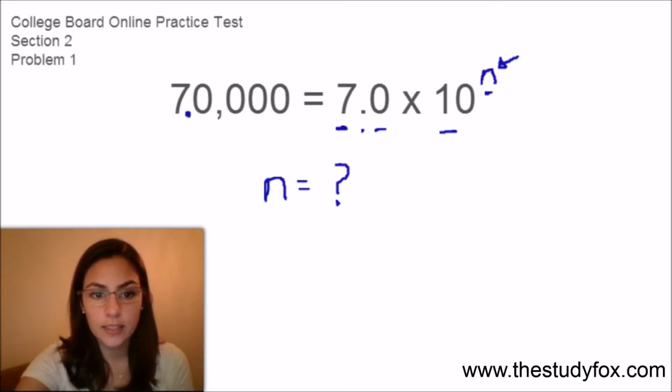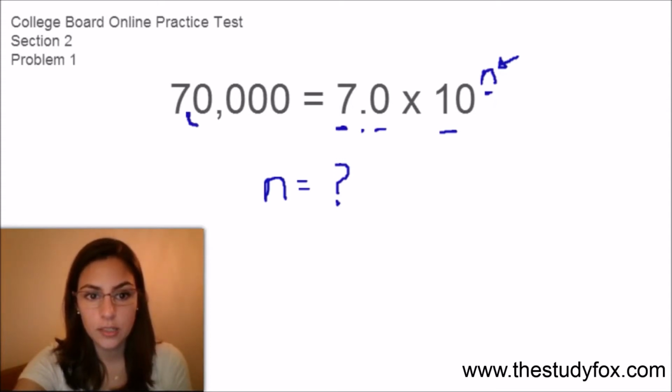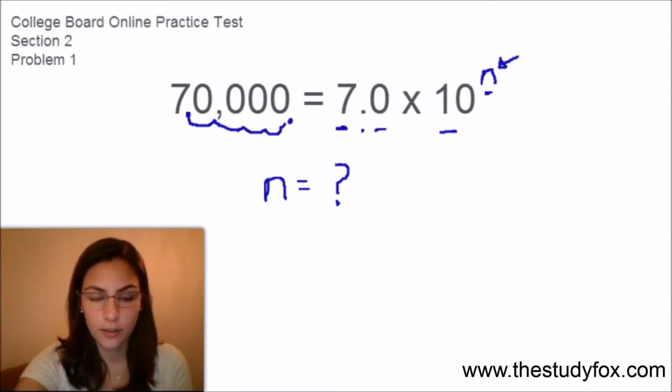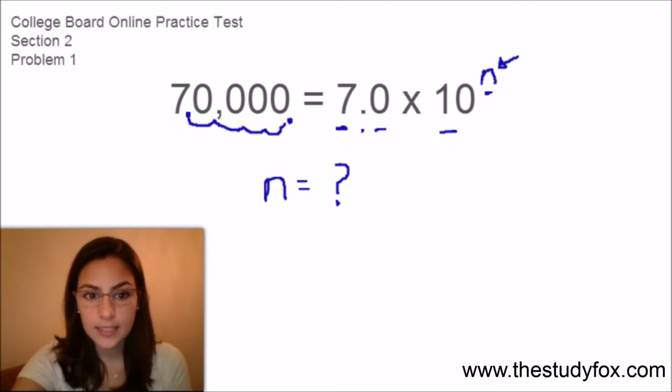Let's pretend that the decimal place is here, and it's just 7.0000. Okay, and let's count how many times that decimal place moves. So it moves 1, 2, 3, 4 times, right, to get all the way over here. So that means our decimal place moved 4 times, so the exponent, or n in this case, has to equal 4. It's as simple as that, okay? So check your answer choices and you'll see that 4 is one of the choices.